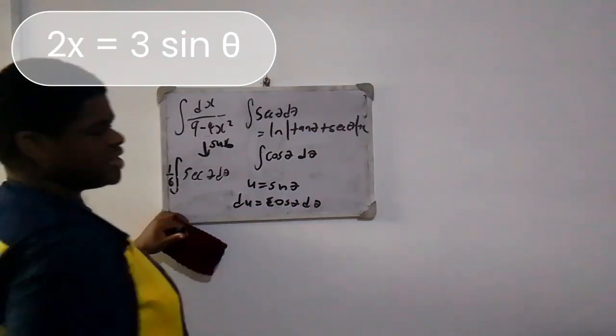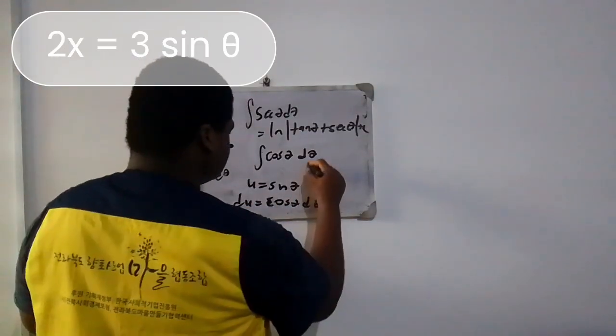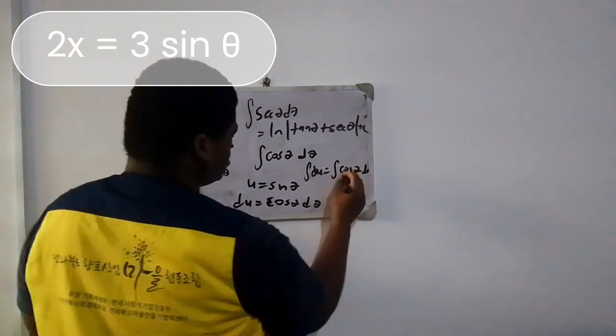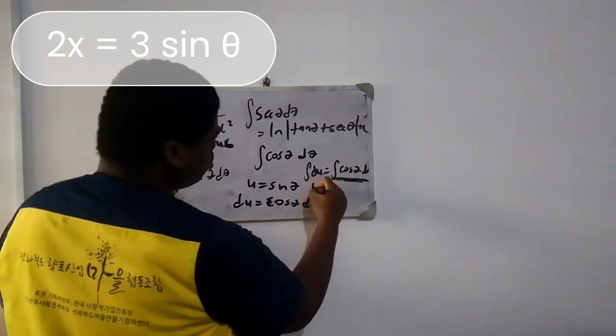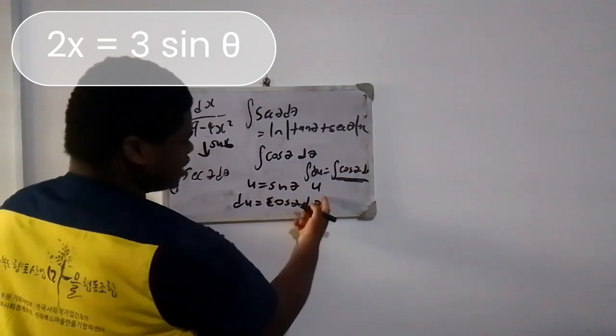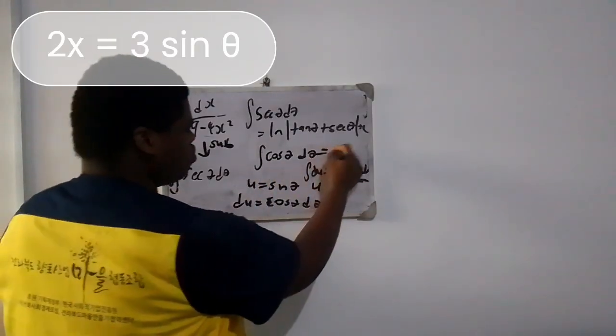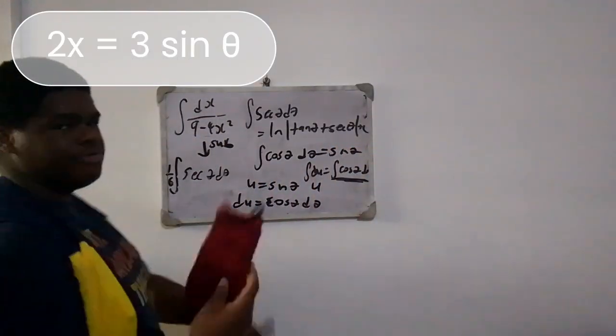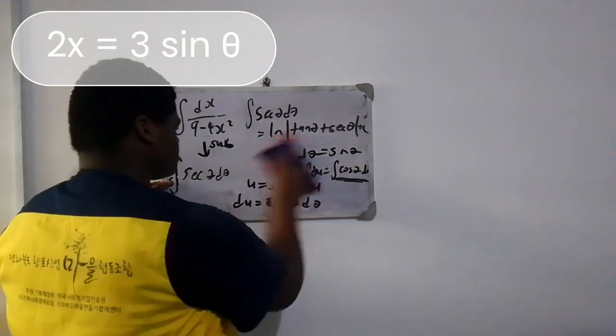Then find the integral of both sides. If you find the integral of both sides, you're going to have the integral of du is going to equal the integral of cos theta d theta. Remember, this is what you're looking for. The integral of du is equal to u, and u is equal to sin theta. That means the integral of cos theta d theta is going to equal sin theta. You understand? So you can just go the other way around using derivative to solve for the integral.